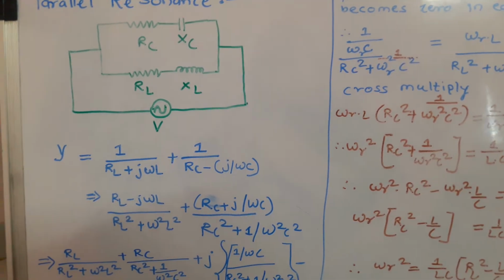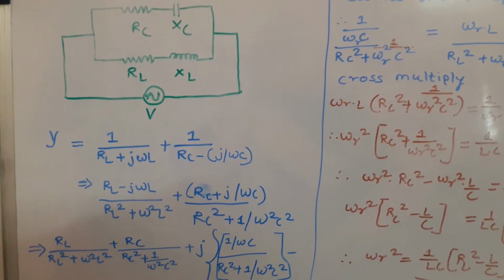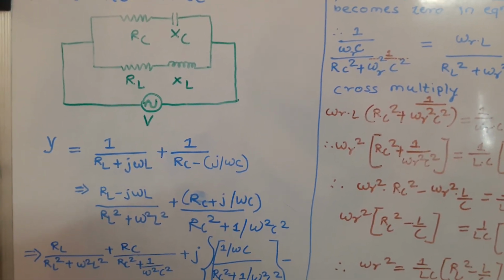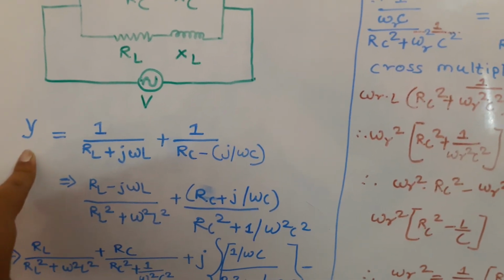Now we will look at the term admittance here. Admittance is indicated by Y, and Y is equal to 1 by Z.